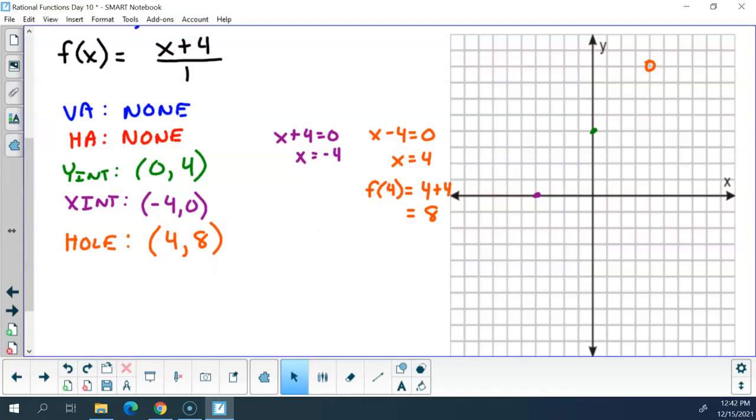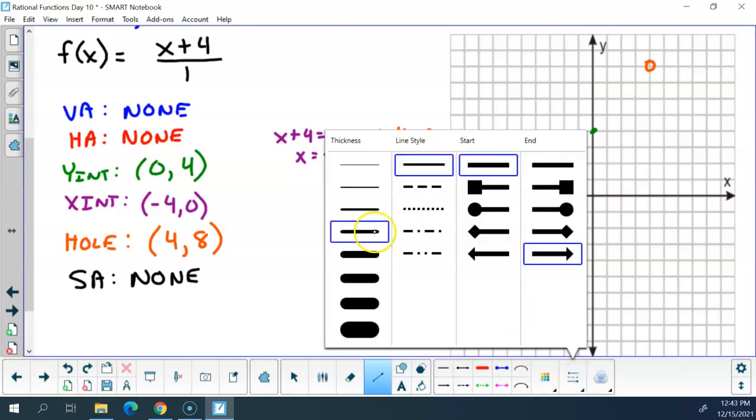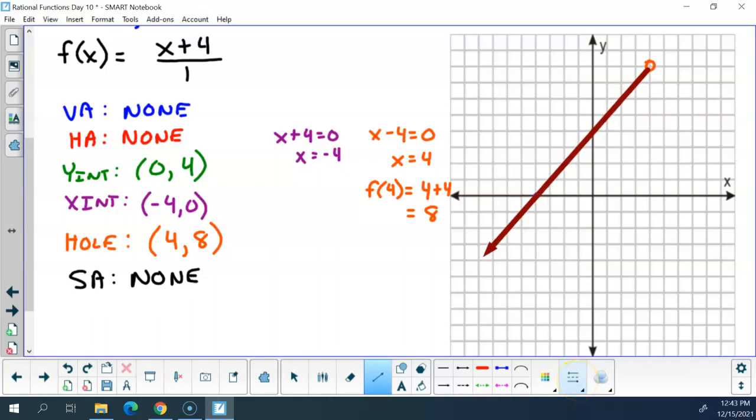Is there a slant asymptote? No, because the first step in slant asymptote is we got to do the division. There's nothing to do the division with. So there is none for slant asymptote here. This is a free-range graph. Yes. So we need one of these. It's got to be this color, and it's got to be that thickness. And we go from here, and we go from here. Shabam.